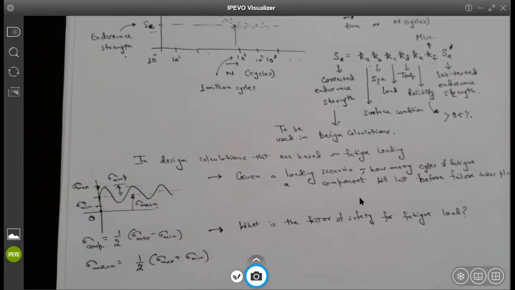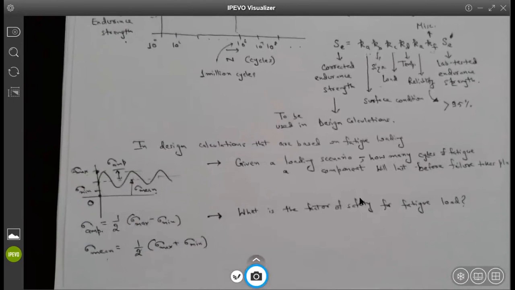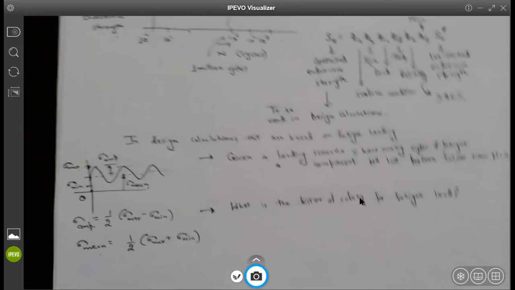Is everybody fine with this nomenclature and with this description about sigma amplitude and sigma mean, mid-range component or mean stress? Anybody has any doubts or any questions, please let me know. I'll try to explain again. So assuming everybody is doing good so far.